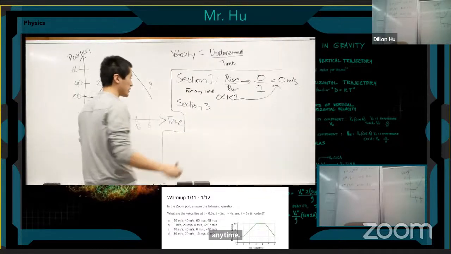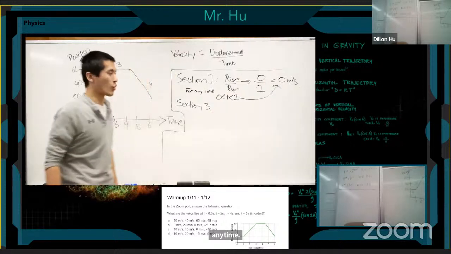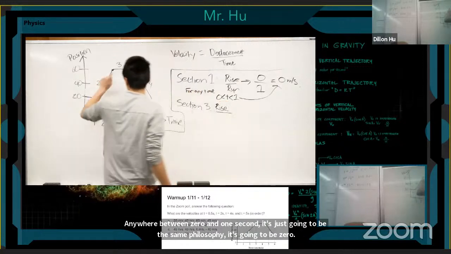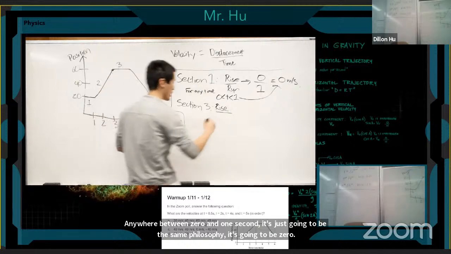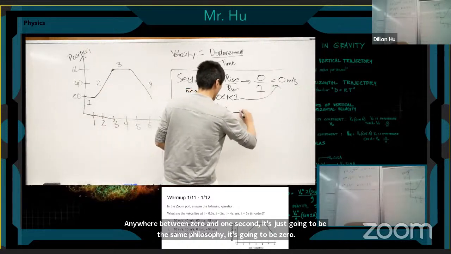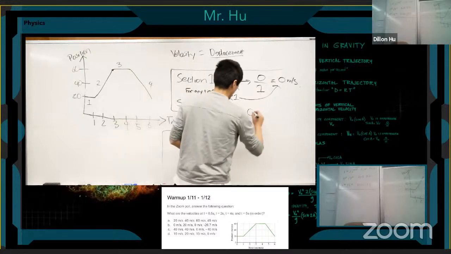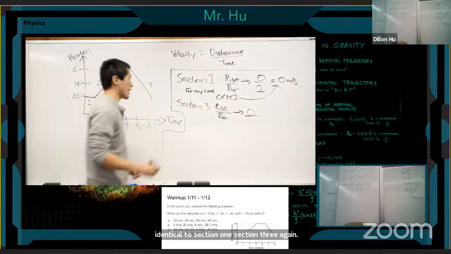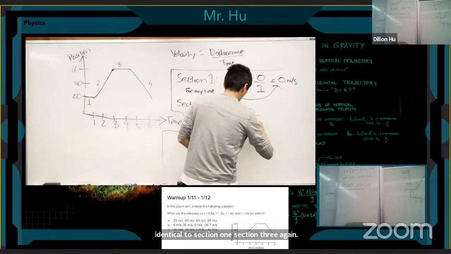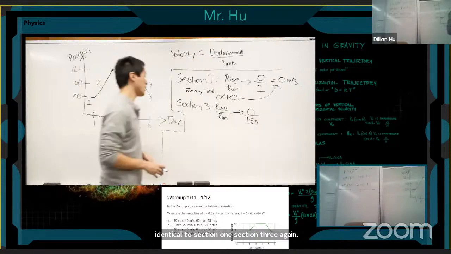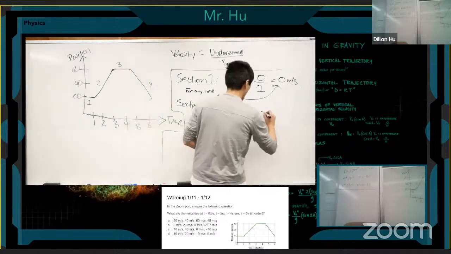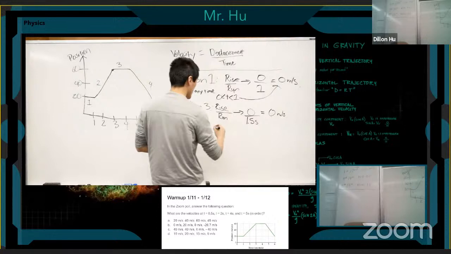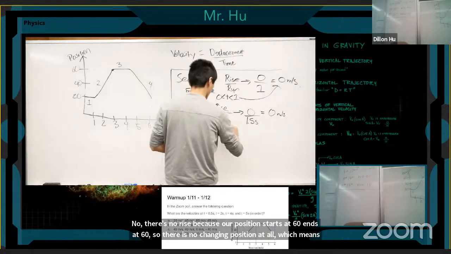Section 3 is going to look very similar, if not identical, to section 1. So section 3, again, there's no rise because our position starts at 60 and it ends at 60. So there is no change in position at all, which means our rise is 0. That means the top is 0. For the run, we start at 3 seconds and we end at about 4.5 seconds. So in other words, the amount of time we spent at this particular segment is 1.5 seconds. So our rise over run is 0 over 1.5, which is 0 meters per second. And this applies for any time that is between 3 seconds and 4.5 seconds.